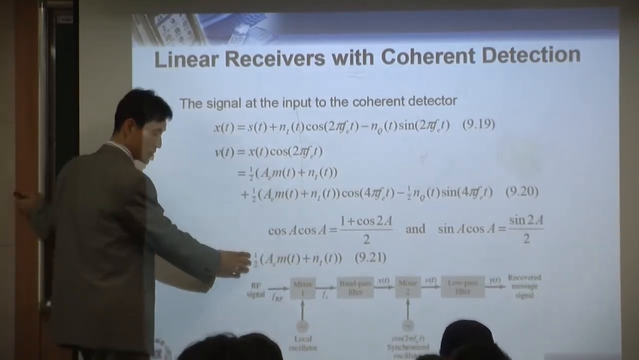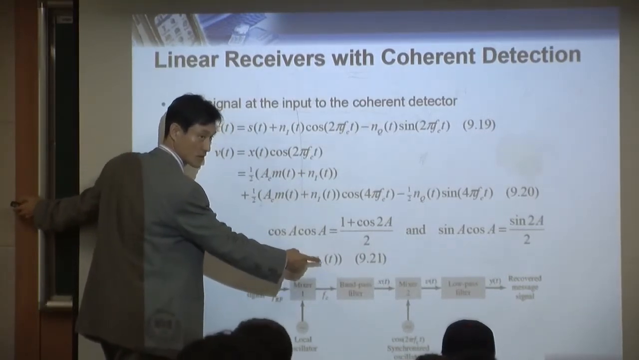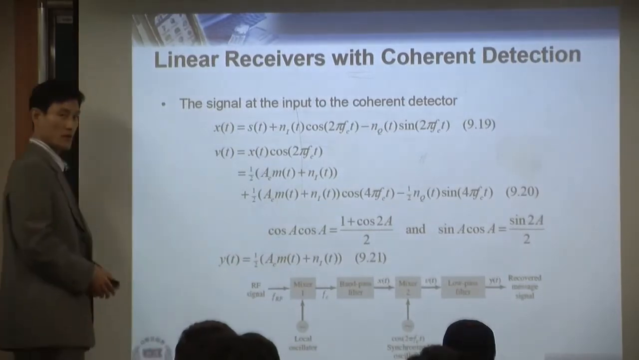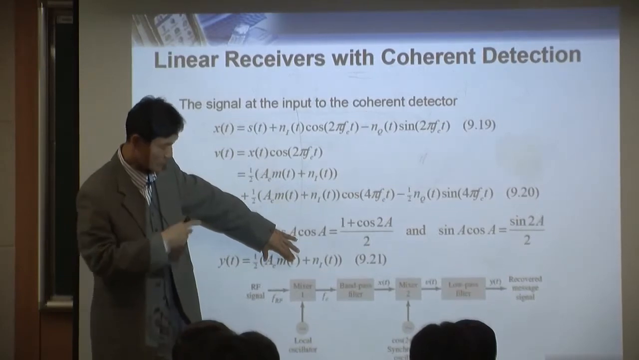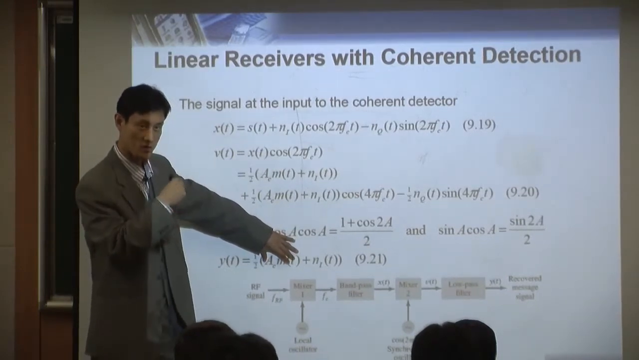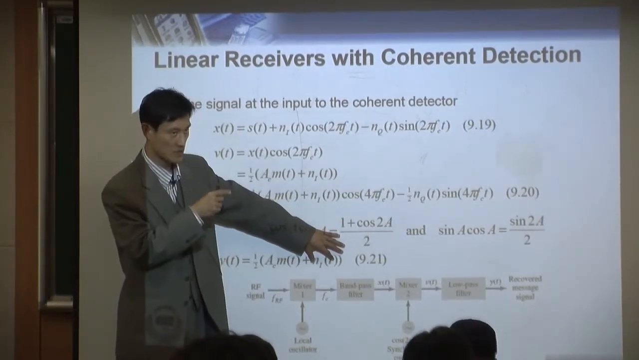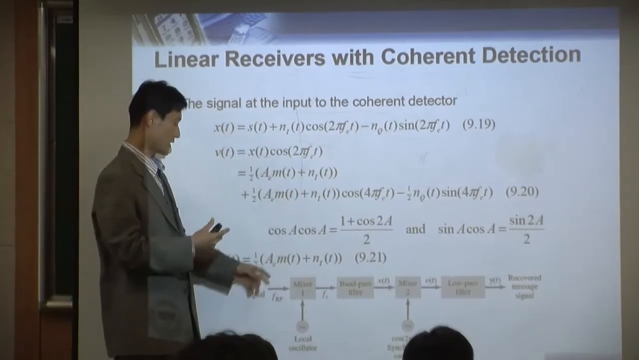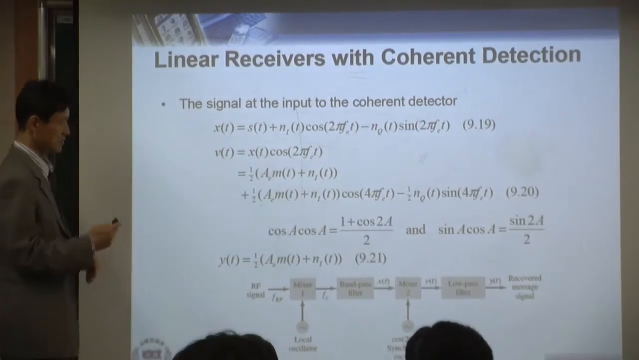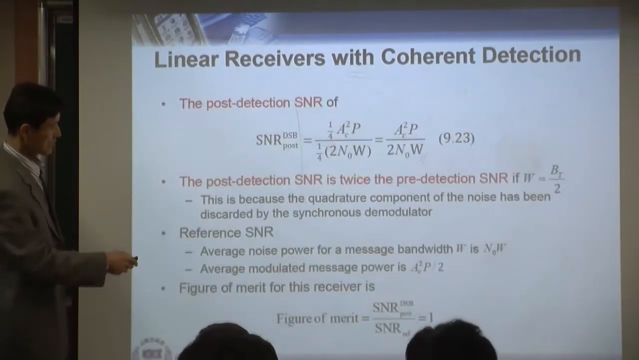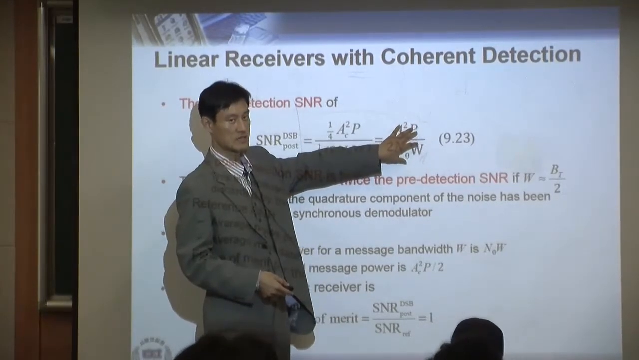Now, when you look at this output, we have a signal part and we also have a noise part. So how do you calculate the SNR? You look at the signal part, square it, and take the expectation. That's going to be the signal power. In the same way for noise, you square and then take the expectation. That's going to be the noise power. So you can separately calculate the signal power and the noise power and do a division. That's going to be your SNR. Once you do that, you get this result. That is your post-detection SNR.